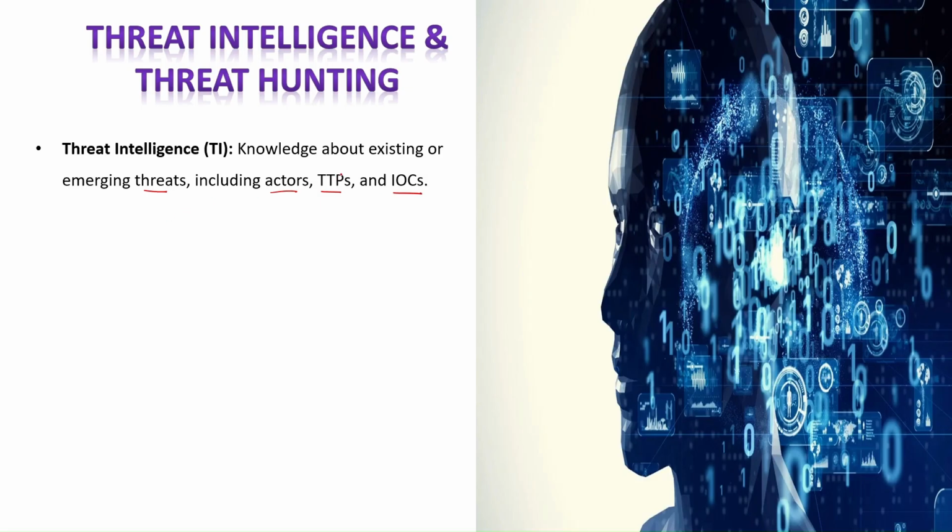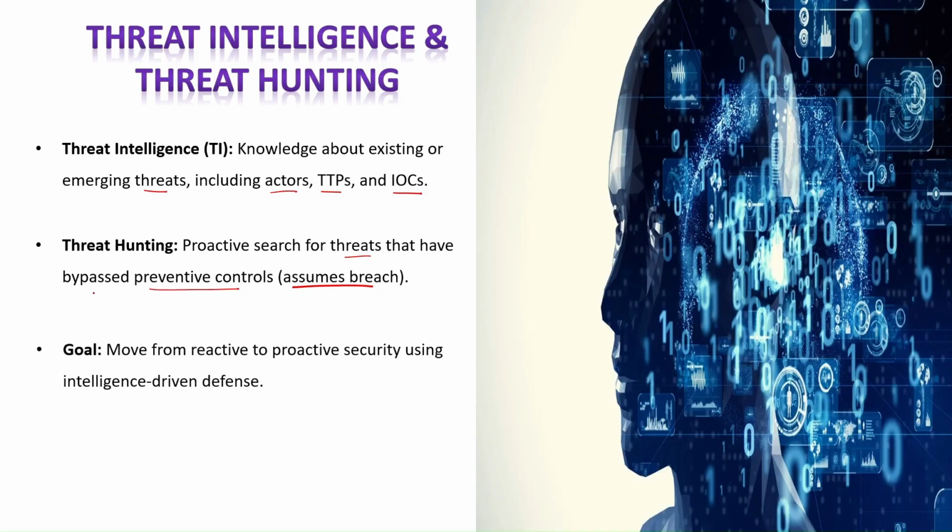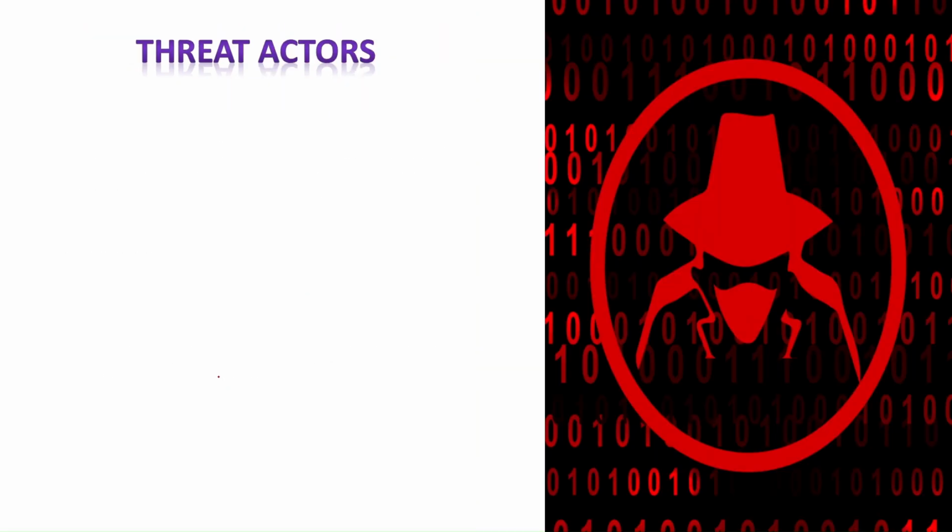TTPs is tactics, techniques, and processes, and IOC is indicator of compromises. Threat hunting is proactive search for threats that have bypassed preventive controls. That is, it assumes breach, that the breach has already taken place. And the goal is to move from reactive to proactive security using intelligence-driven defense.